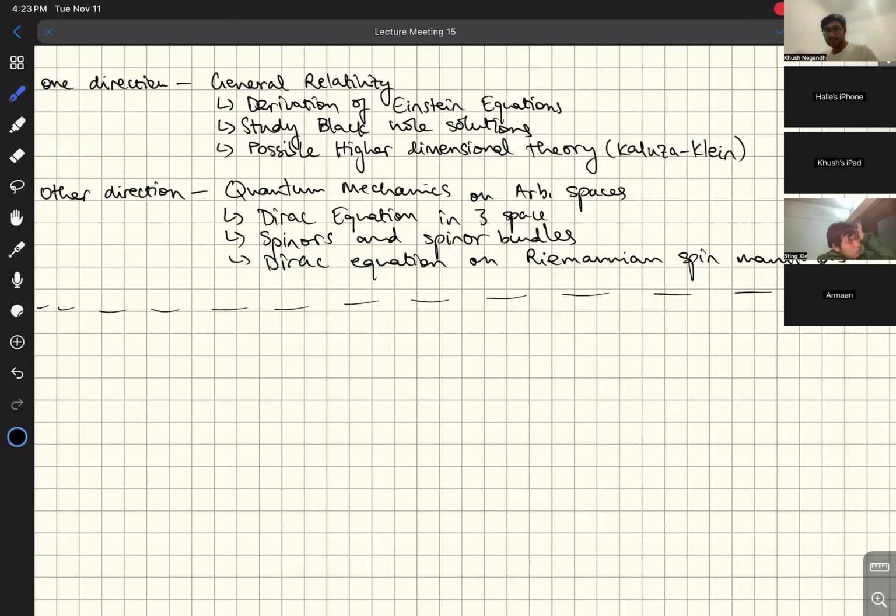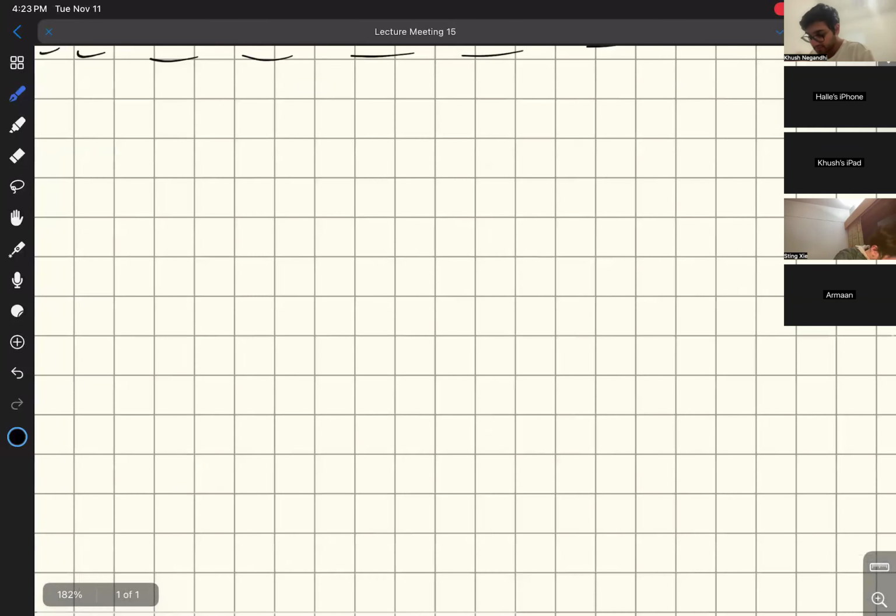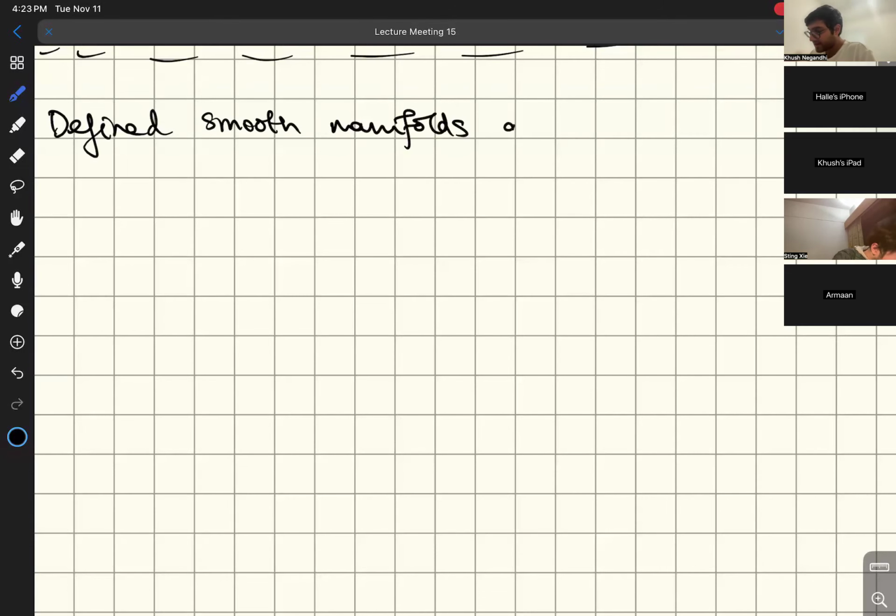And okay, let's now continue the discussion we started last week. So we had manifolds, right? We defined smooth manifolds, okay? And we defined smooth maps.